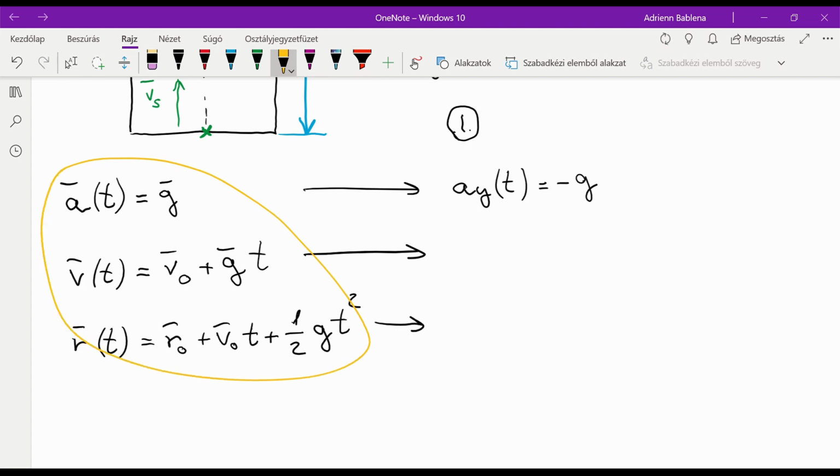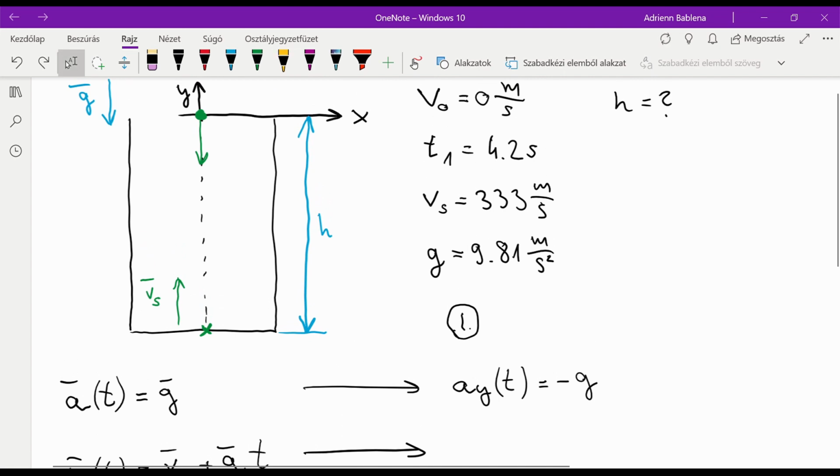Here are the vectors. Sorry, Professor. Yes. This first scenario is when the stone is going down. Yes. Yes. Oh, okay. Thank you.